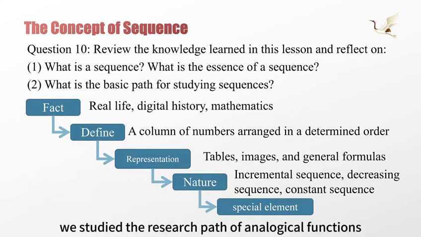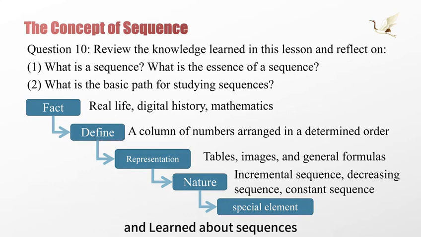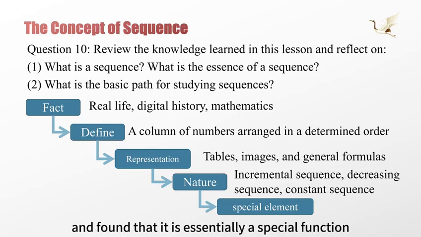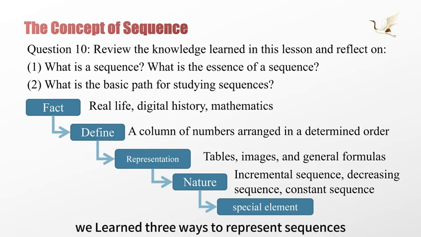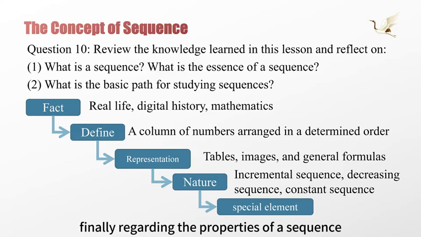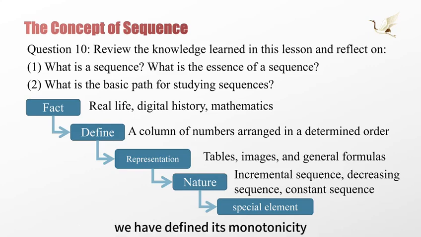In this class, we studied the research path of analogizing with functions and learned about sequences. We first presented some facts and then defined sequences through mathematical abstraction. We call a column of numbers arranged in a determined order a sequence. Then we analyzed the concept of a sequence and found that it is essentially a special function. Then, by analogy with functions, we learned 3 ways to represent sequences. Finally, regarding the properties of a sequence, we defined its monotonicity.